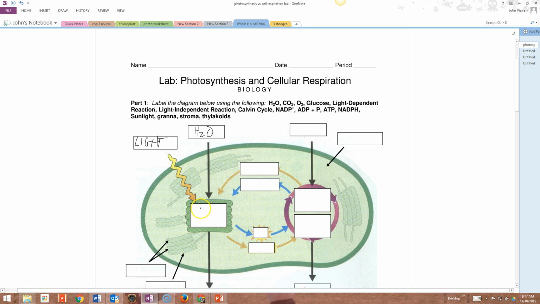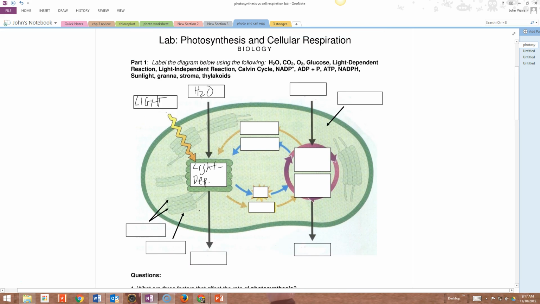This occurs in the light. Oh my gosh, I'm not gonna write that whole thing, right? What goes into the light-dependent reactions? Well, we have the electron carrier NADP+. And what's the low-energy molecule before it's charged? ADP, plus a phosphate. We're going to attach that phosphate to ADP, turning it into?